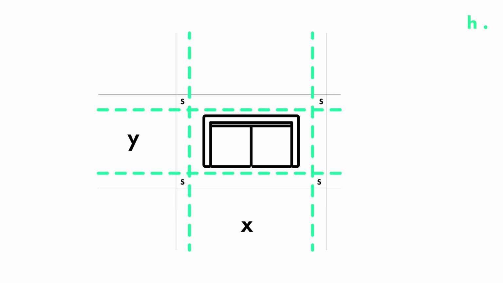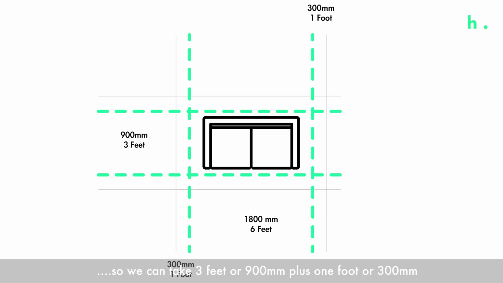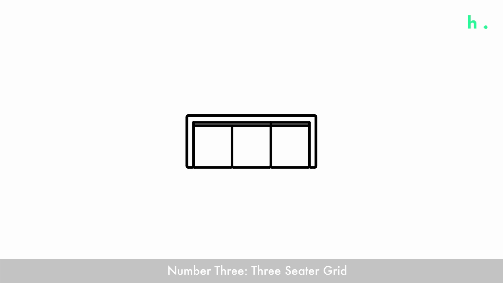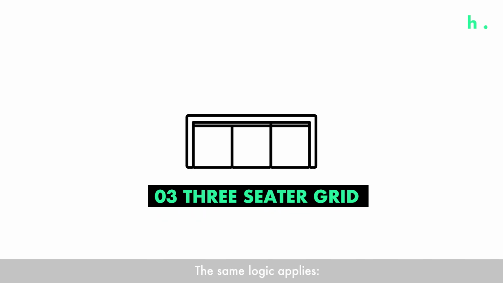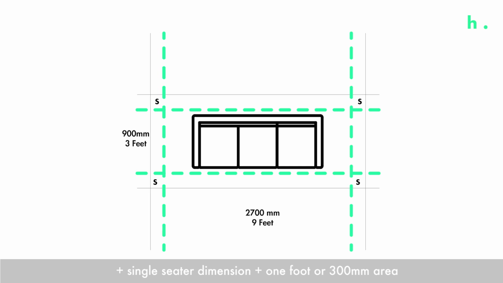Number 2. Double-seater sofa grid. That's almost double of the single-seater and then some. So we can take 3 feet or 900 mm plus 1 foot or 300 mm plus the dimension of the second seater, 3 feet or 900 mm. Number 3. 3-seater. The same logic applies. Single-seater dimension plus 1 foot or 300 mm area plus single-seater dimension plus single-seater dimension plus 1 foot or 300 mm area. That makes it into a comfortable area that will fit most of the 3-seaters with a healthy chunk left to ensure the fit is nice.